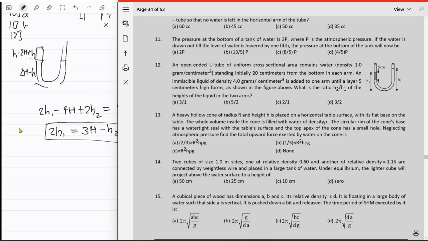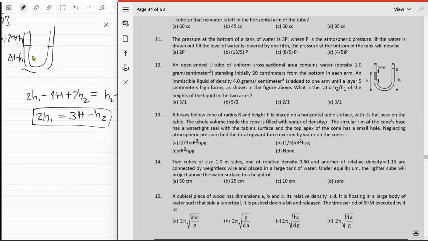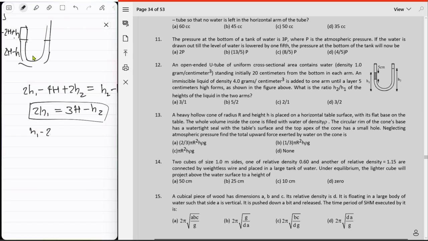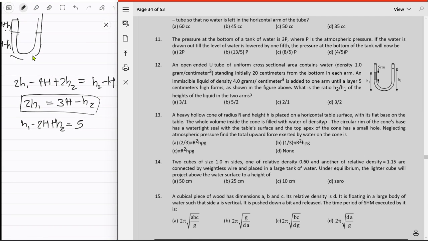Right, and that's just that. Okay, you know that much. Also, this is equal to 5. That's important. So just H1 minus 2 capital H plus small h 2, that's equal to 5, right? Yeah, right. 5 centimeters. Let's say it's X or something.